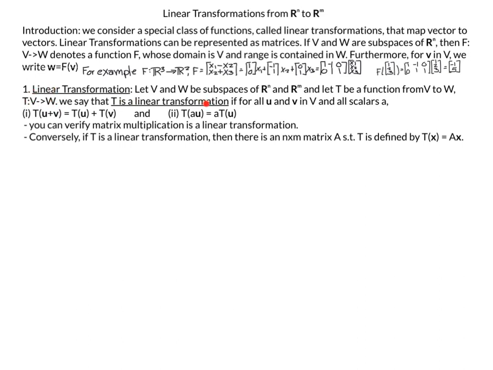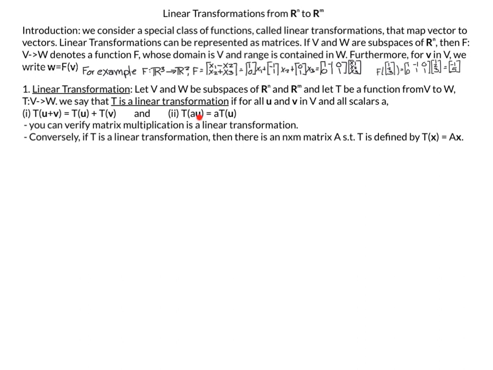We say T is a linear transformation if for all vectors u and v in V, and all scalars A, T of u plus v, these are vectors here, which is why they're in bold, is equal to T of u plus T of v, and T of Au, remember A is a scalar, is equal to A times T of u. And we have these two fun facts for you.